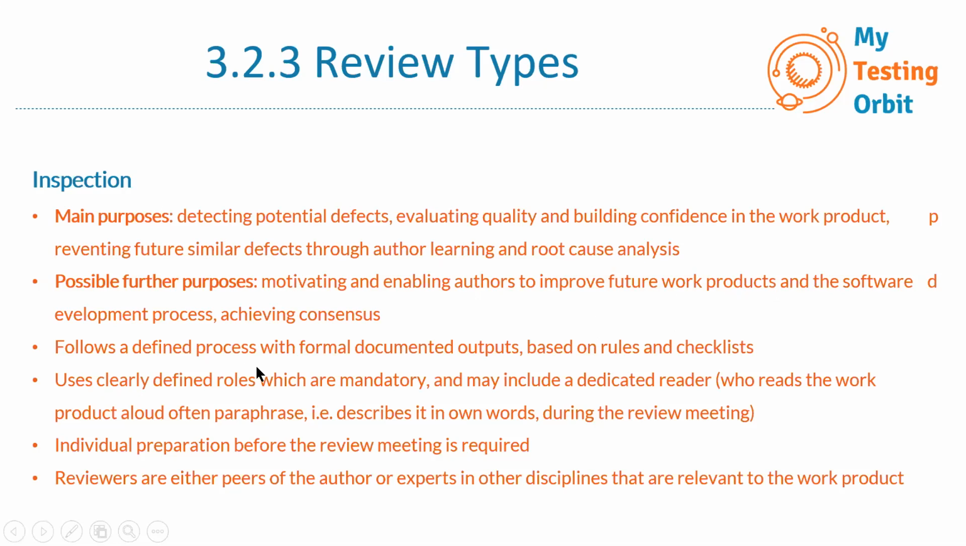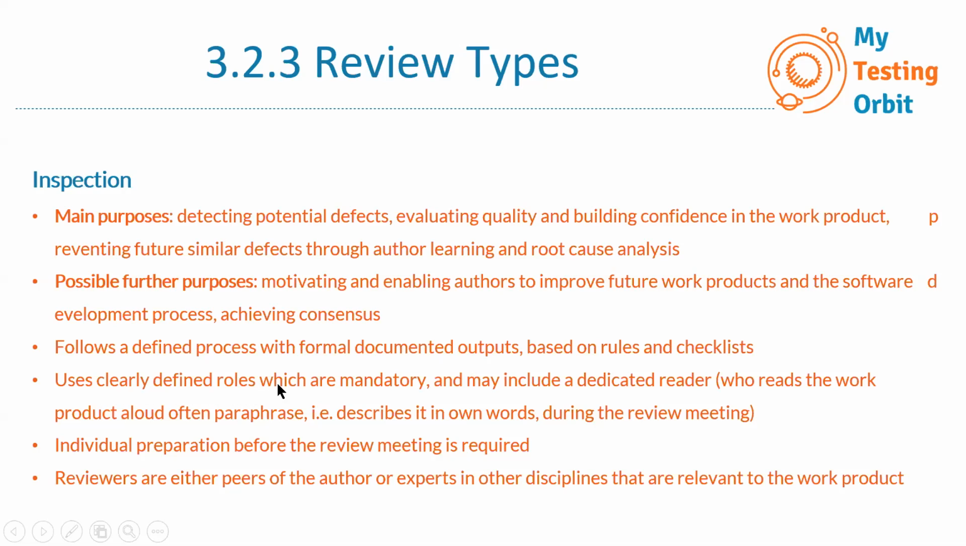Follows a defined process with formal documented outputs based on rules and checklists. So inspection over here means that it falls under the formal review, because we do have a defined process for this type of review, and there are formal documented outputs which are based on rules and checklists.